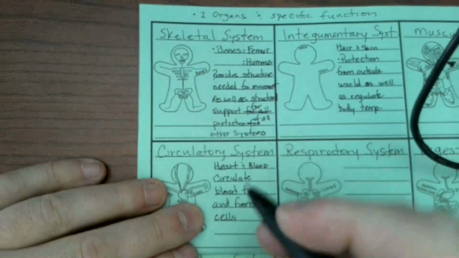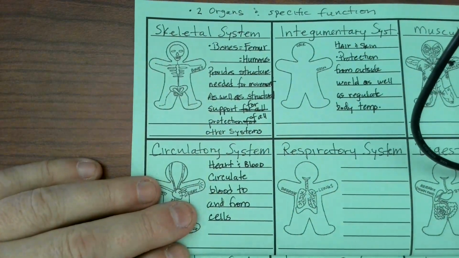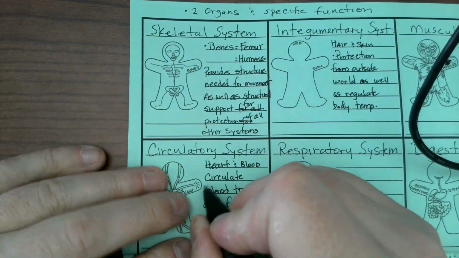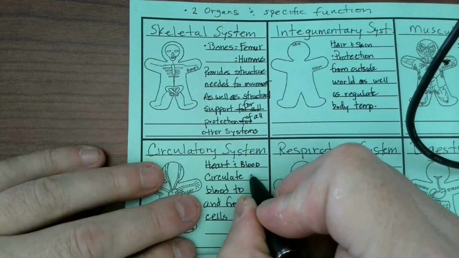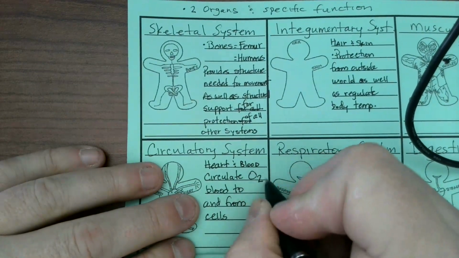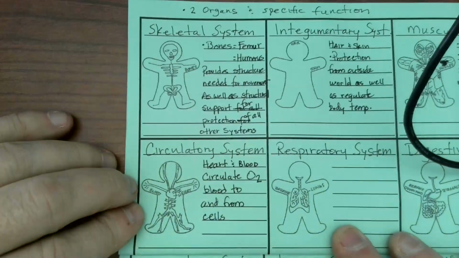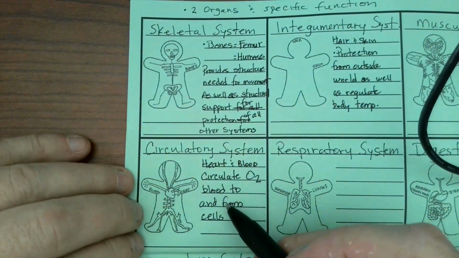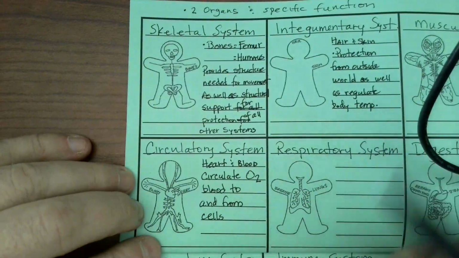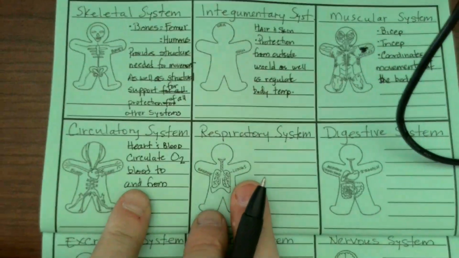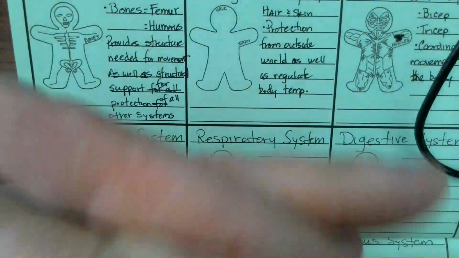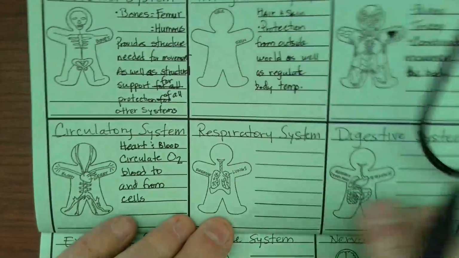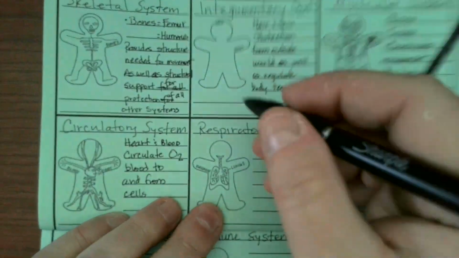cells. So remember, every cell in your body needs oxygen, and mixed into this blood is our oxygen. So oxygenated blood needs to be transported throughout the body, and then blood that is rich in carbon dioxide waste needs to be transported so we can get rid of it through the lungs. So these two systems, circulatory and respiratory, work hand in hand. Neither one is working independent of the other.